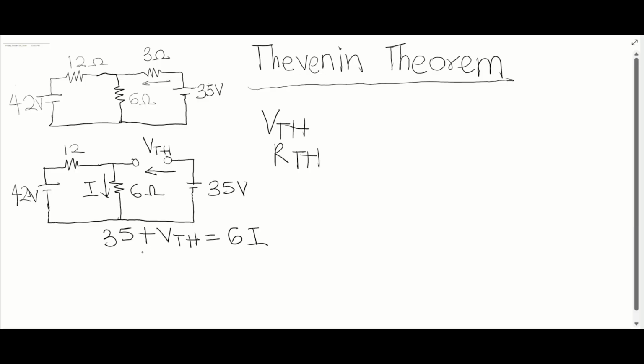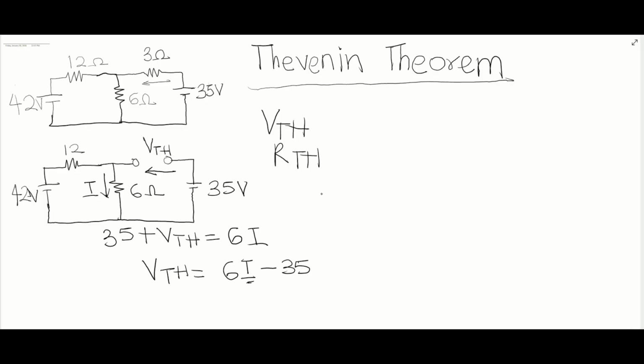So we are going to have 35 plus the VTH equal to the 6 times the current through the 6 ohms resistor. So the VTH is going to be 6 times the current minus the 35 volts. But then one thing we don't know is the current, so we are going to use the other loop to find the current through the 6 ohm resistor. So for that one, you're going to take another loop.